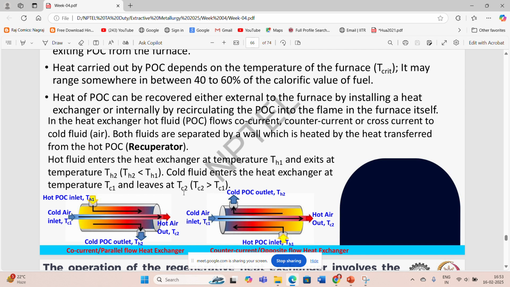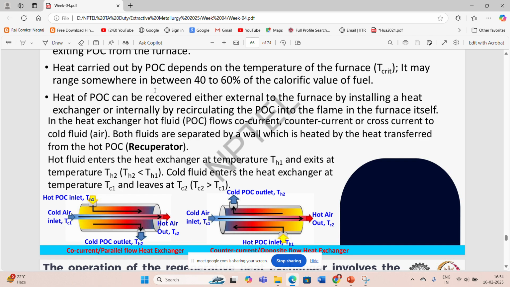Due to the temperature difference between the heat exchanger body and the flue gases, the flue gases are going to transfer heat to the heat exchanger, and then we can flow the cold air or cold input gases through that heat exchanger, so that the gas can attain that temperature before going to the furnace operations. In that way we can utilize the heat carried by these POCs, and these heat exchangers are generally known as recuperators.